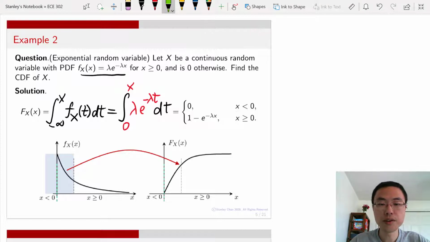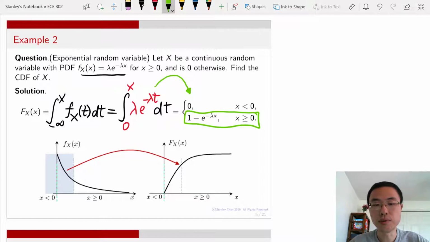And then I'm skipping a lot of calculations. If you follow all this calculus, then you can reach this conclusion where this integral will give you 1 minus e to the power minus lambda x. And this is only true for this range, for x bigger than 0. For x less than 0, you get 0. Why? Because when x is less than 0, you're just integrating 0 from minus infinity all the way to x. And so that will give you 0 always.